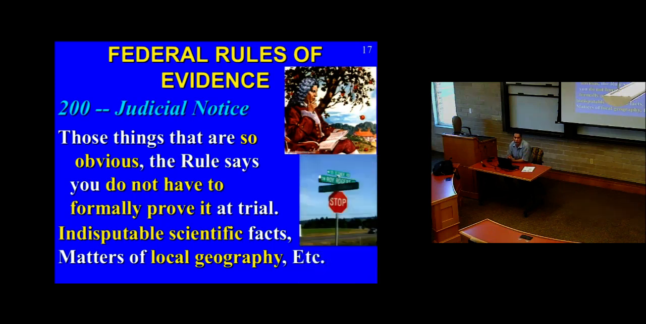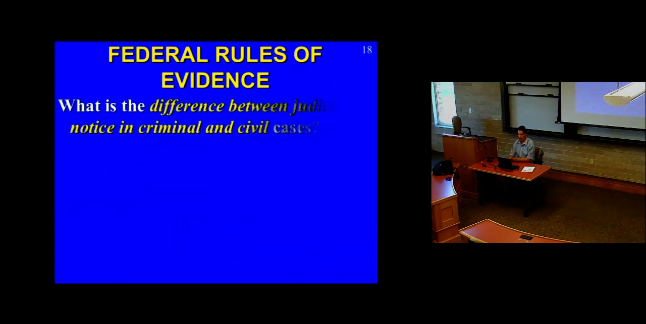Also matters of local geography, that a certain street runs east and west, or that the two streets intersect with one another. That's perfectly fine. The court can take judicial notice of those kind of things. Sometimes a court will take judicial notice of certain laws or foreign laws, that kind of thing.